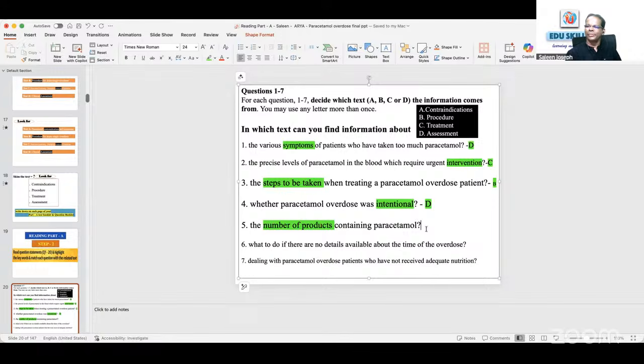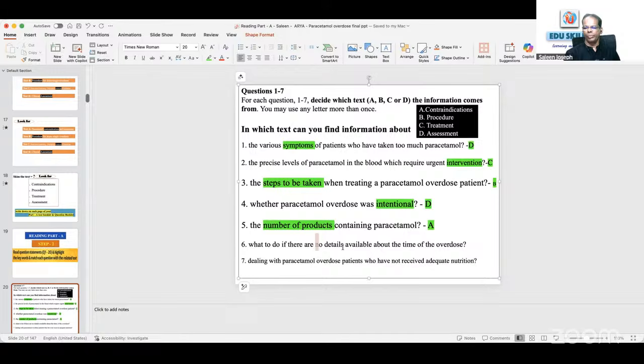Where can it be? Interactions, right? Yes, contraindications and interactions. It must be under interactions, I believe. Yes. What to do if there are no details available at the time of the overdose?